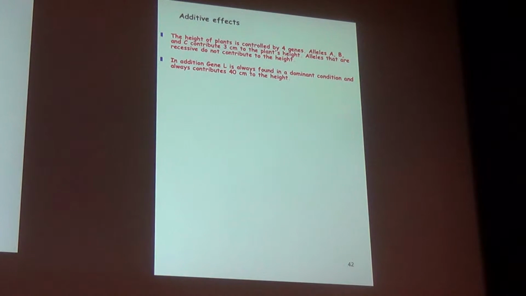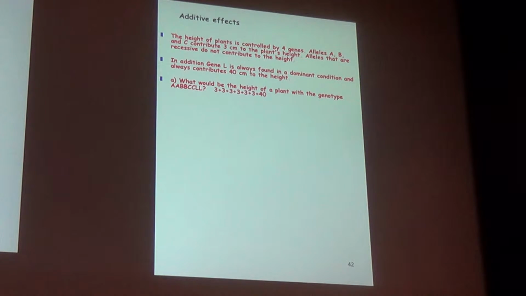With a single C allele, you're 3 centimeters more. If you're dominant for L, you get 40 centimeters, straight up. So now let's have a plant. What will be the height of a plant that has the genotype big A, big A, big B, big B, big C, big C, big L, big L?